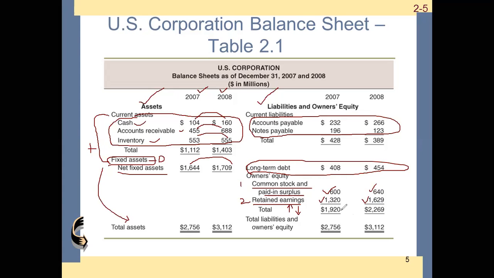So if we add the total of current liabilities, then long-term liabilities, and the third thing, owner's equity, if we sum these three things, short-term liabilities, long-term liabilities, and owner's equity, we get the total liabilities and total owner's equity. So the sum of the two sides, assets and liabilities plus owner's equity, will always remain the same. That's why we call it balance sheet. Hope I'm clear.